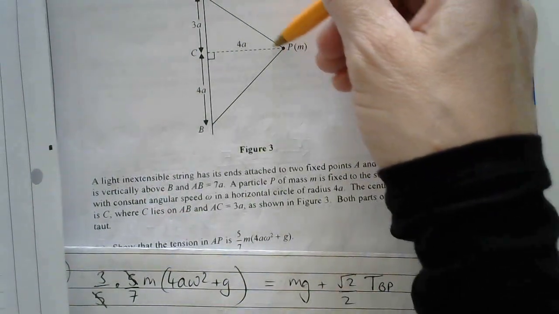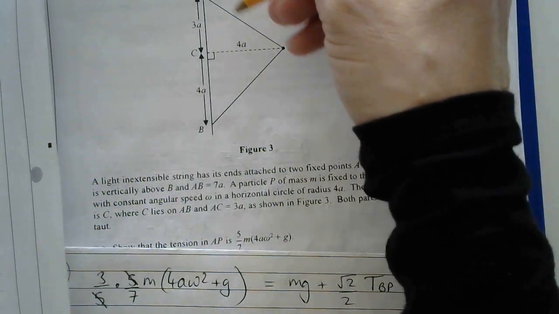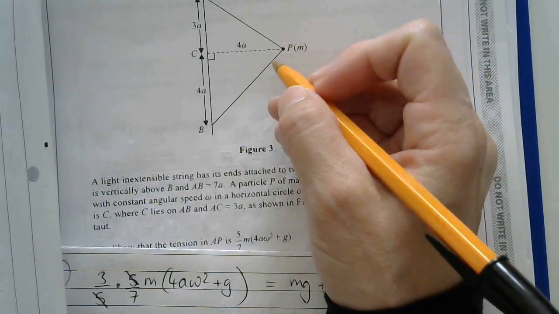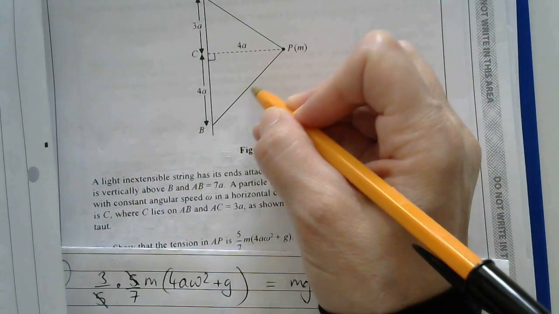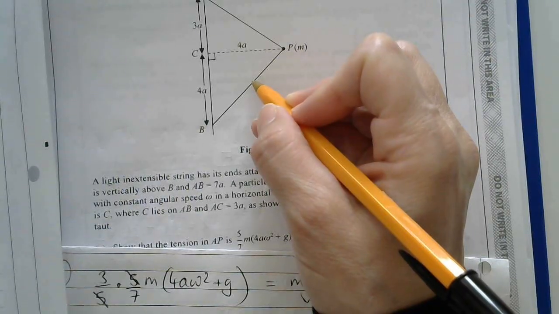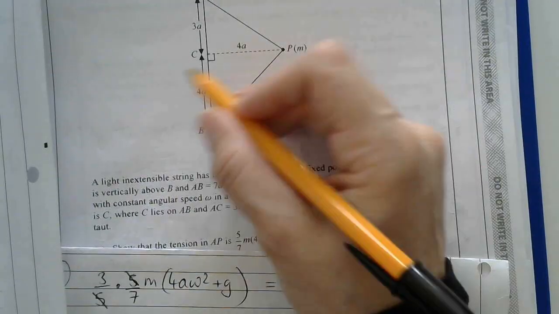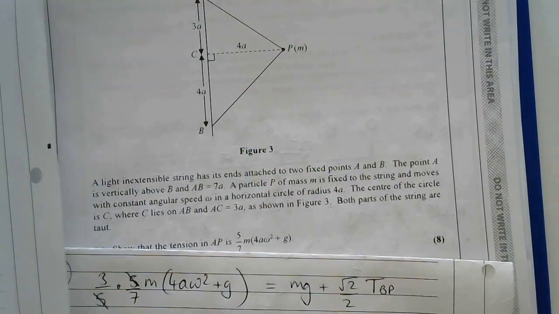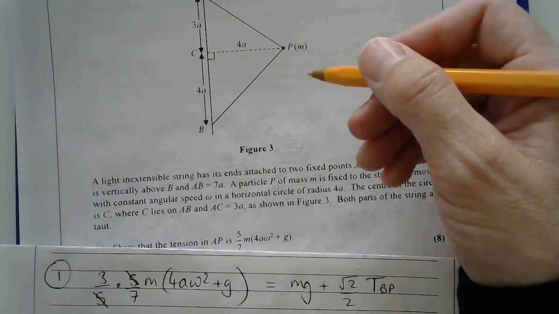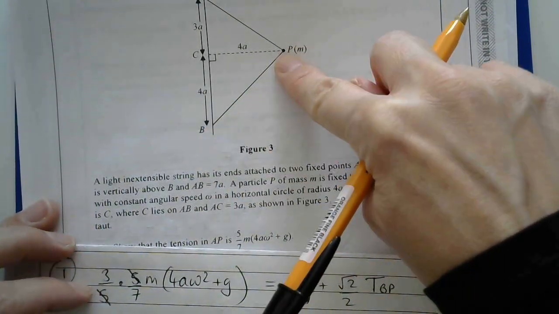Which string? Well, this string will always remain in tension because it's got the weight acting downwards, so there will always be a tension upwards. But the risk is that this tension could go to 0, because this string could potentially become slack if it's not rotating fast enough. So the limiting factor for omega is going to depend on the tension here.